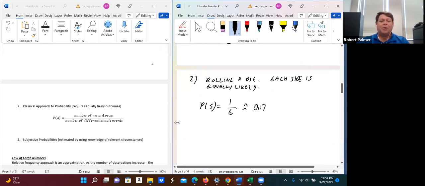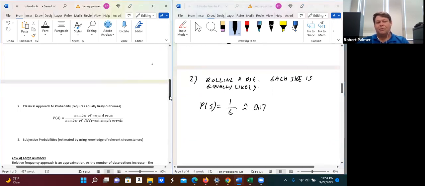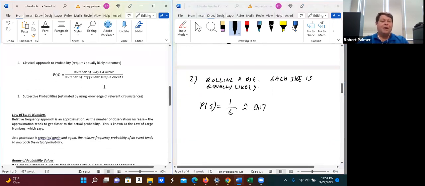Now, the third one, I'm not going to write anything down. That's the one we're probably not going to talk about much more than here. It's called subjective probabilities. It's estimated by using knowledge of relevant circumstances. So this might be someone using their knowledge, based on the experiences they've had, to say the probability of something. Okay. So maybe in sports, you might say that the probability of winning this game is 10% or less. Okay.